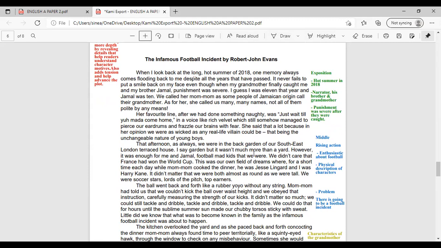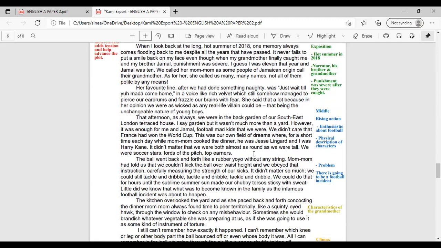Her voice was like rich velvet. I saw that she was being compared. They were being compared to as wicked as real life villains. I'm seeing things such as the ball went back and forth like a rubber yo-yo.